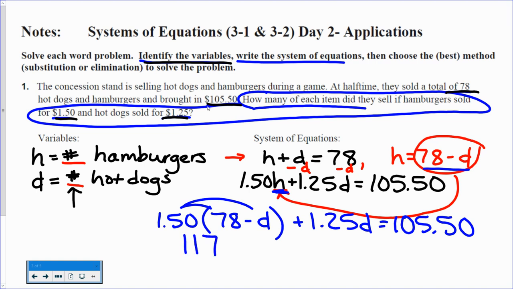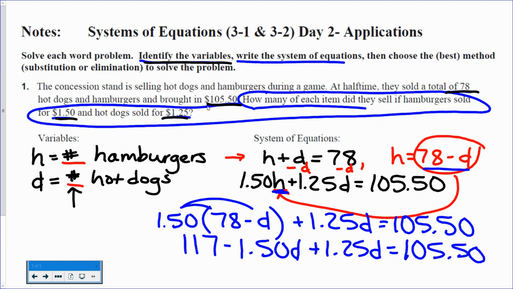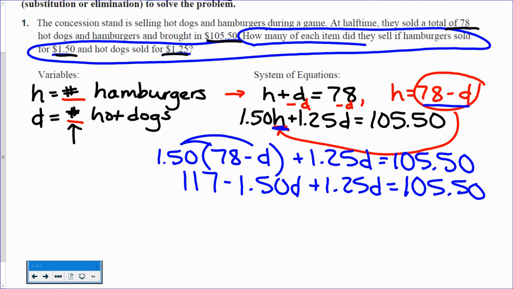So 117 minus 1.5D plus 1.25D would equal $105.50. If I combine my like terms, I'm going to have negative 1.5D plus 1.25D would be negative 0.25D.